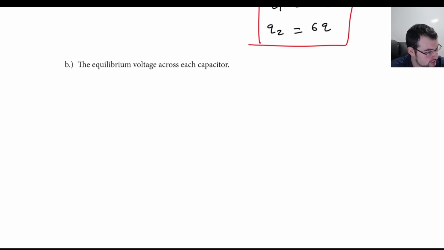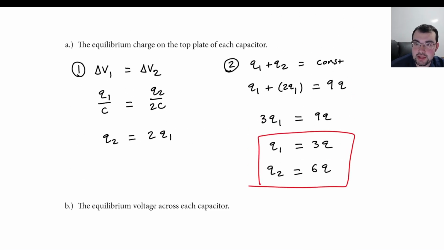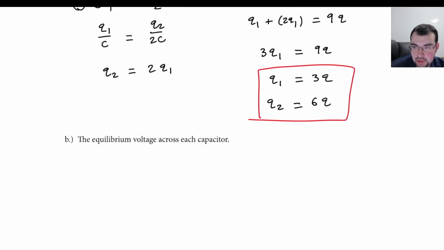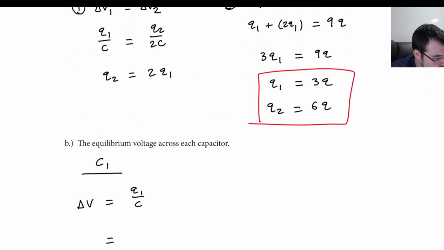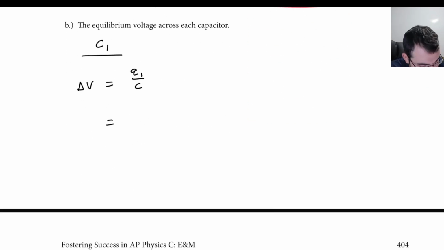Equilibrium voltage across each capacitor. Well, let's check. So we know they should match, right? They should match. Shouldn't matter which one we do. So if I check C1, we know delta V is Q over C. And we said Q1 was 3Q. So we get 3 times the quantity Q over C.